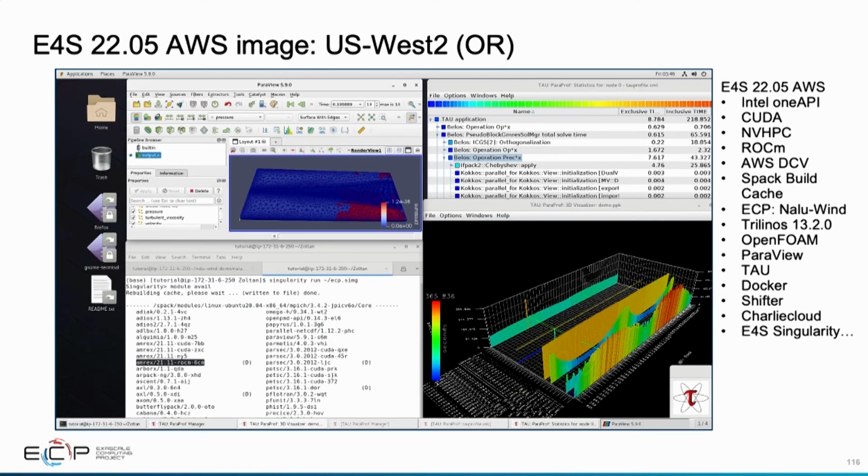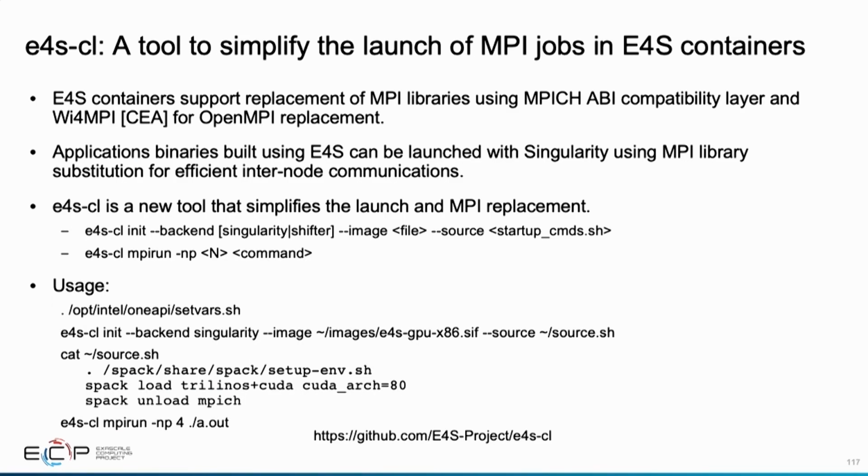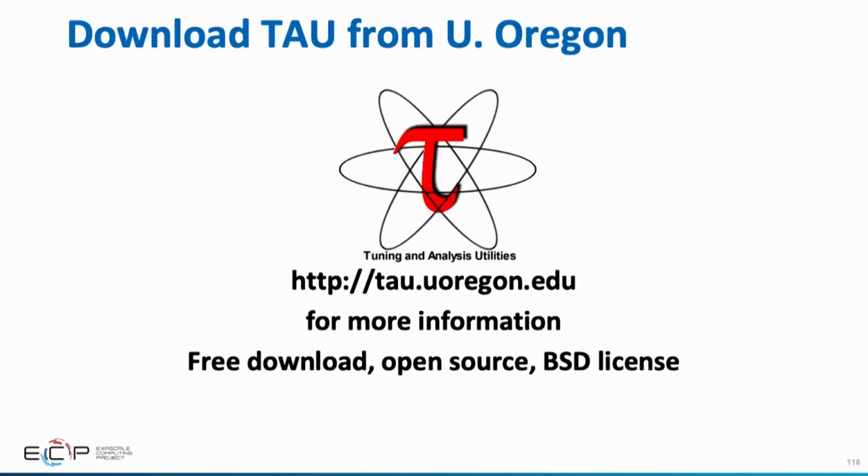We even have an image on AWS, which you will use, by the way, to connect to Theta in the hands-on session. And we also have a project called E4S Container Launch Tool that can swap the MPI in your application that used MPI libraries from inside the E4S container with the system MPI. So you could use Intel MPI, you could use Open MPI, and do this swap at runtime. So you can distribute your code as a binary with the container. You can download Tau from here.